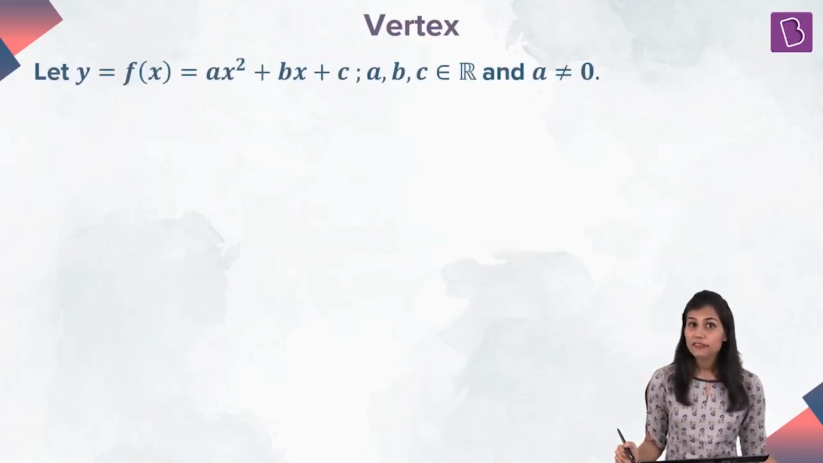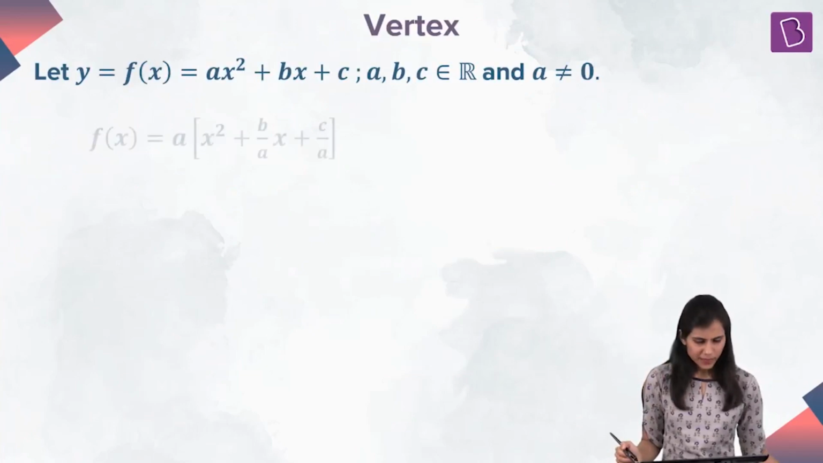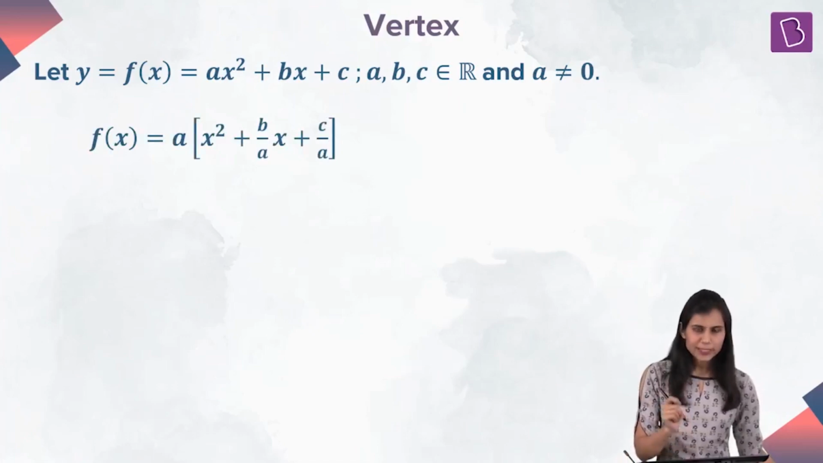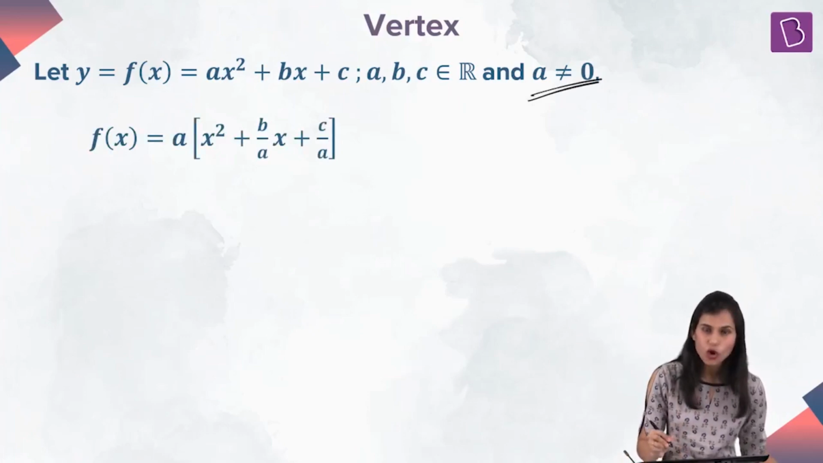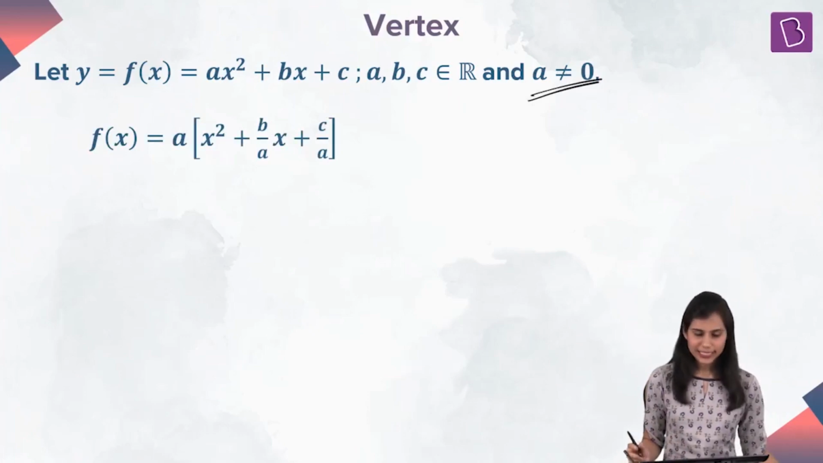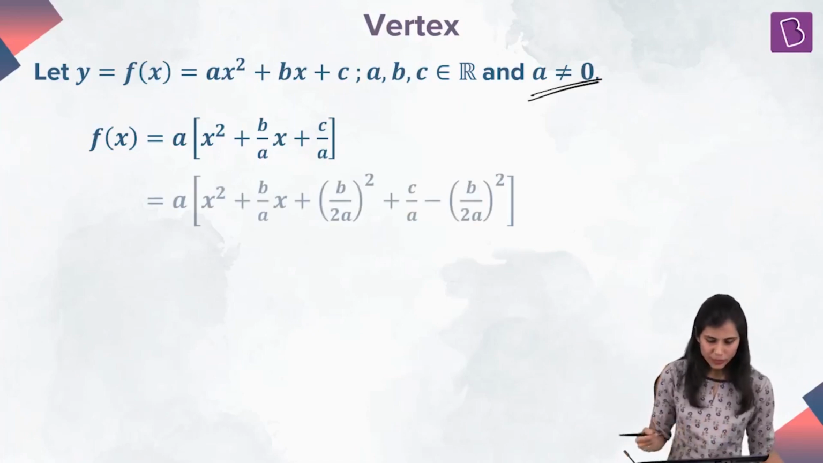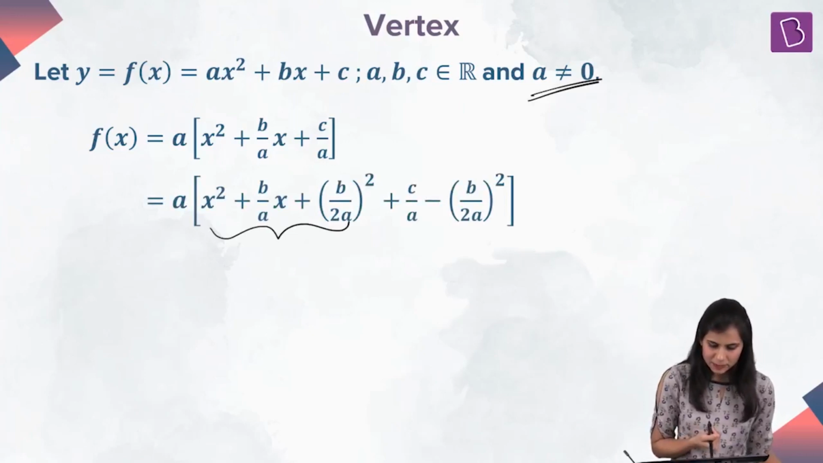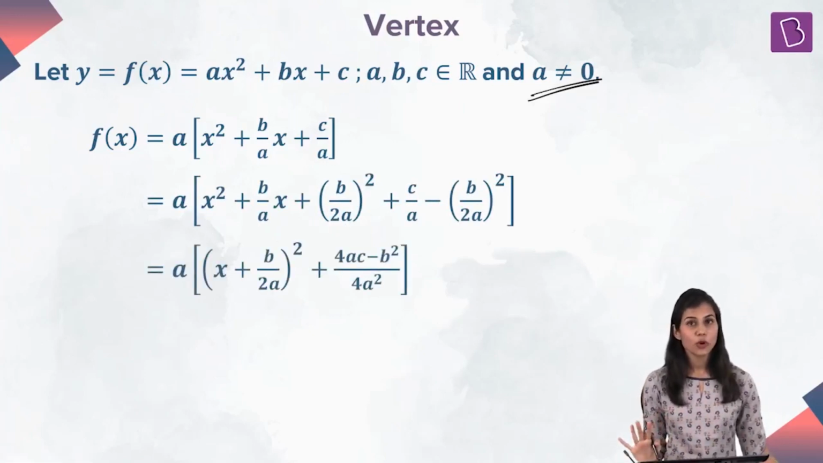If this is the given quadratic polynomial, let me manipulate this a bit. I can take out a outside. I'll be left with x square plus b by a x plus c by a. And mind it, I can do this because a is non-zero. Right? Now allow me to complete the square inside the braces. This is what I get. And now this becomes x plus b by 2a whole square. This is what my expression boils down to.